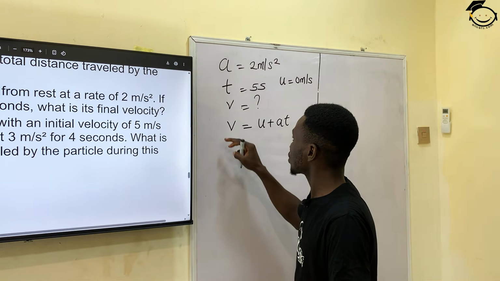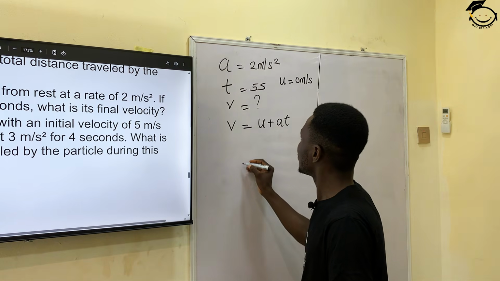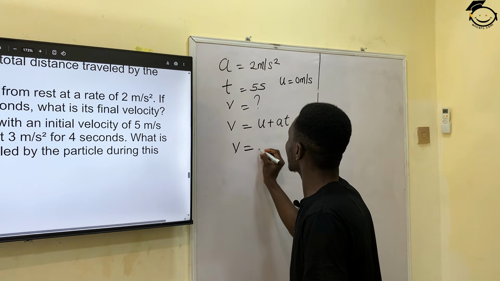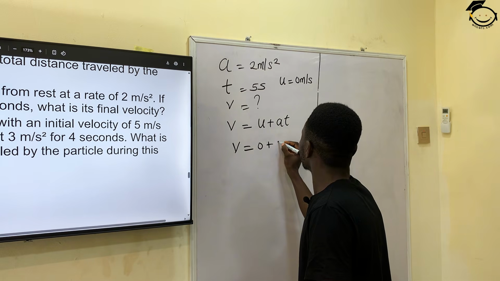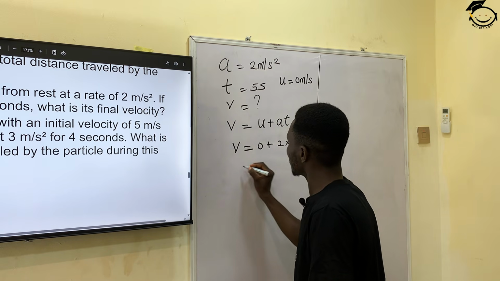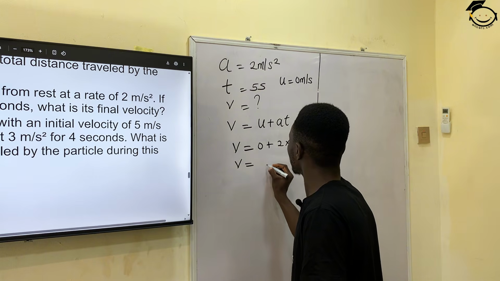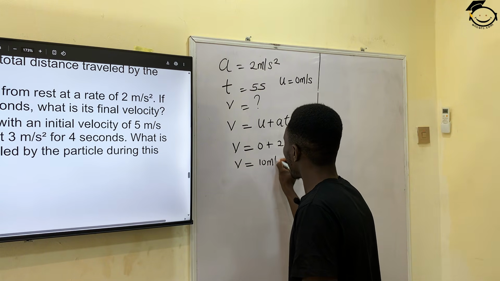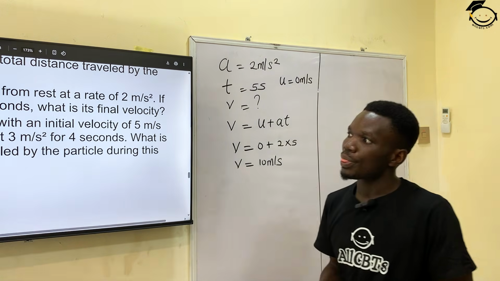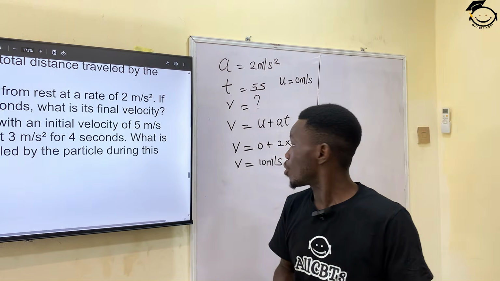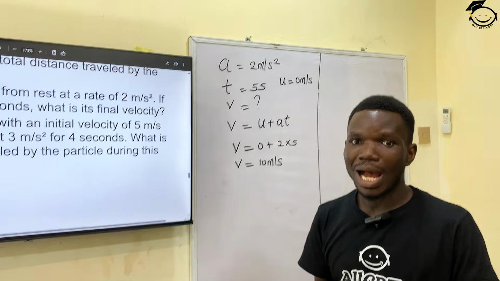If you input our parameters into this formula, my final velocity is equal to 0 plus 2 times 5. This means that my final velocity is equal to 10 meters per second. So that's that on question number 2. Moving on to question number 3.